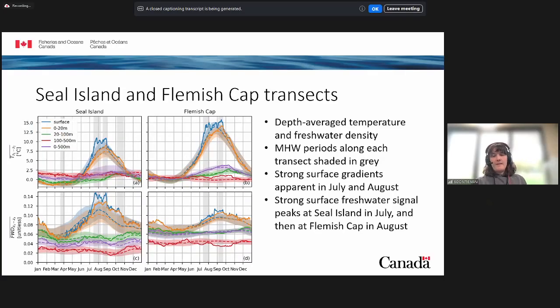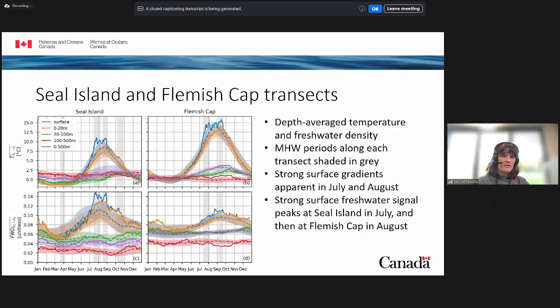So next, we'll characterize the evolution of the depth average temperature and freshwater density for several different depth bins. Here we compare the 2023 values to the climatological mean, which is shown in the dashed lines, and the 10th and 90th percentiles in the shading. And the gray shaded rectangles represent surface marine heat wave periods when the temperatures are averaged along each of those transects.